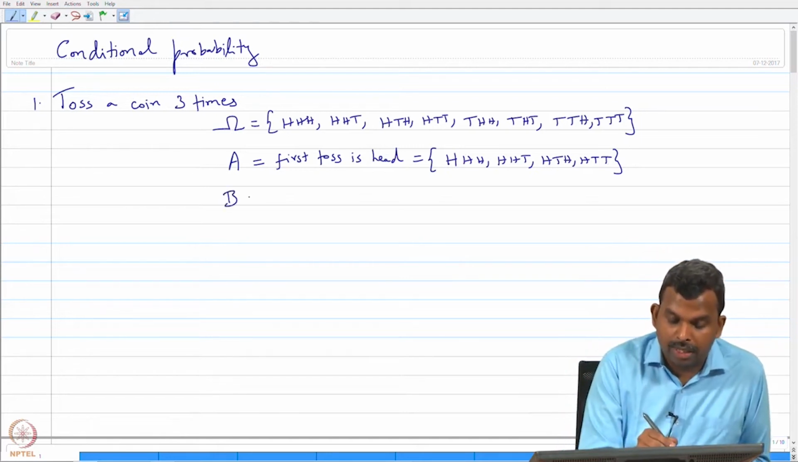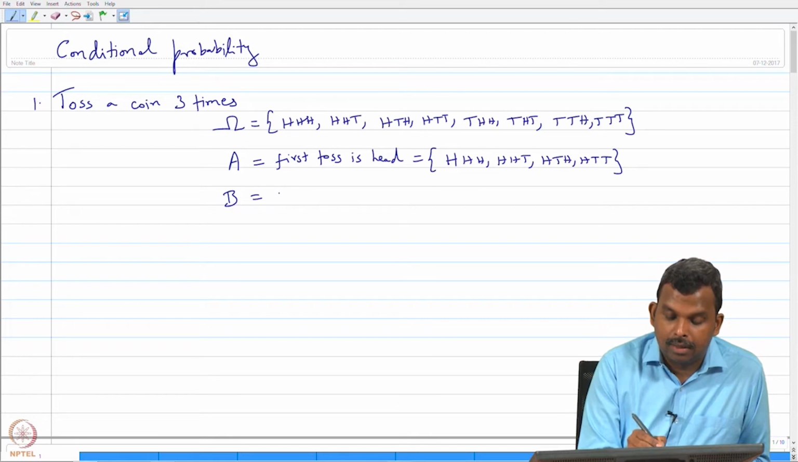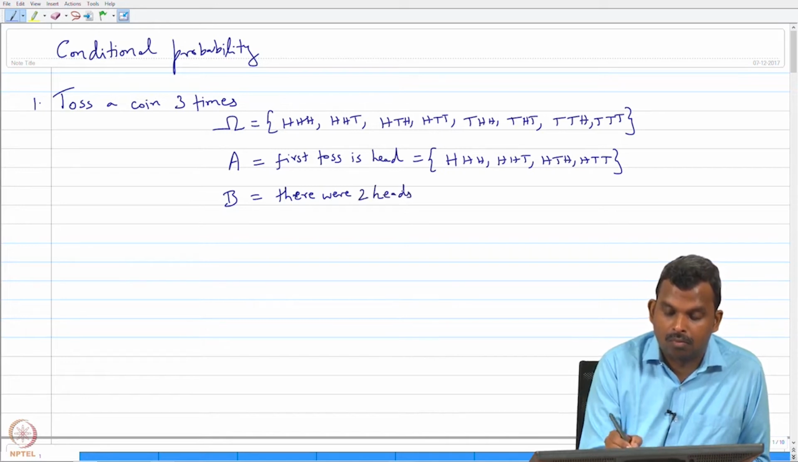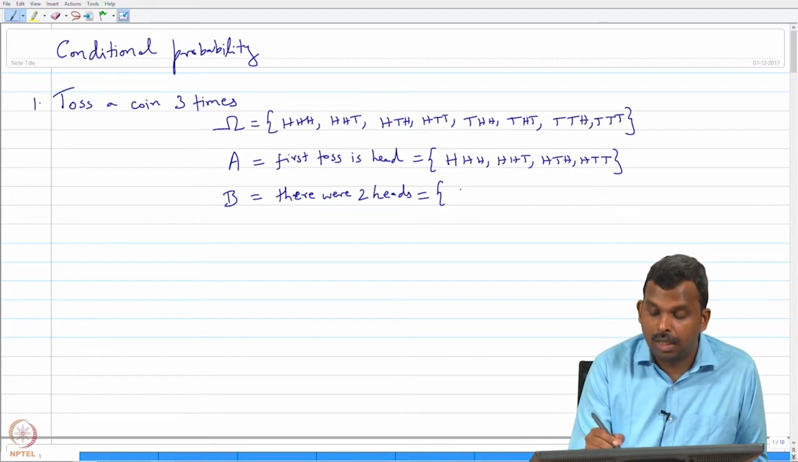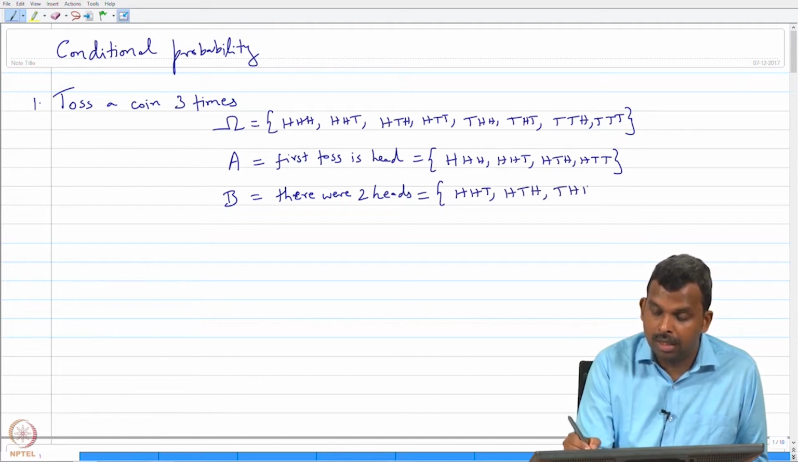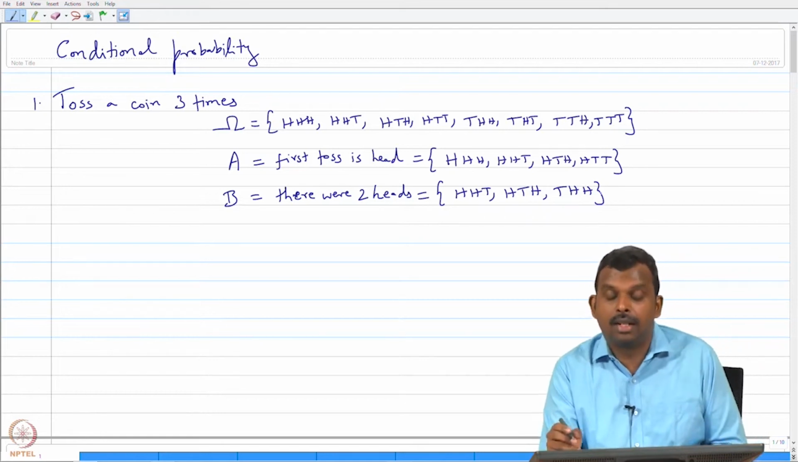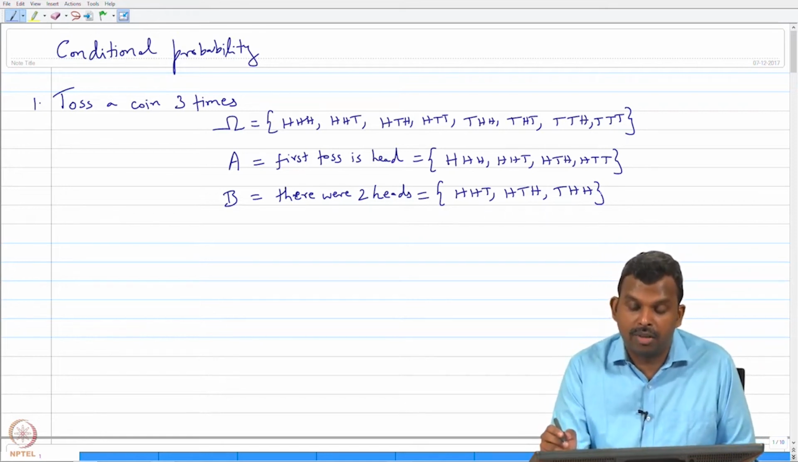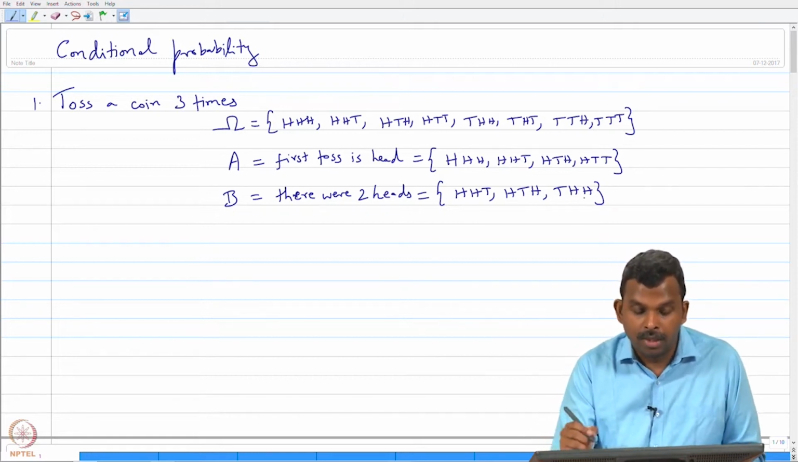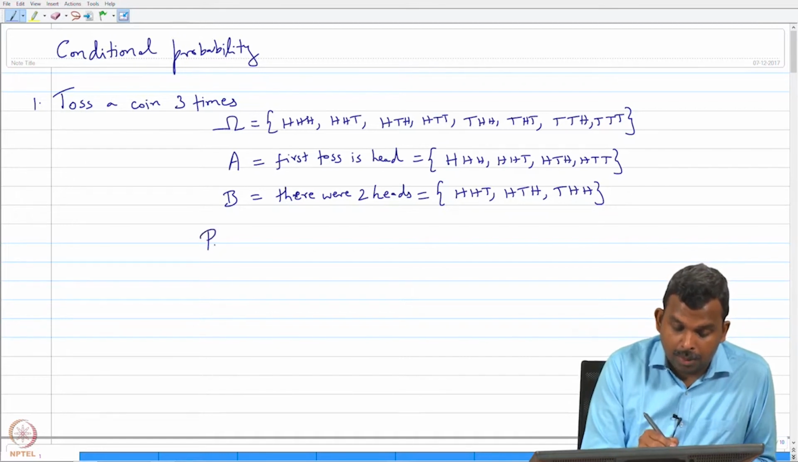Then one can also define an event B that there were 2 heads. If you look at that event, you have HHT, HTH, THH. There are 3 different outcomes that are favorable to there being 2 heads. So, you might want to ask what is the conditional probability of B given A.